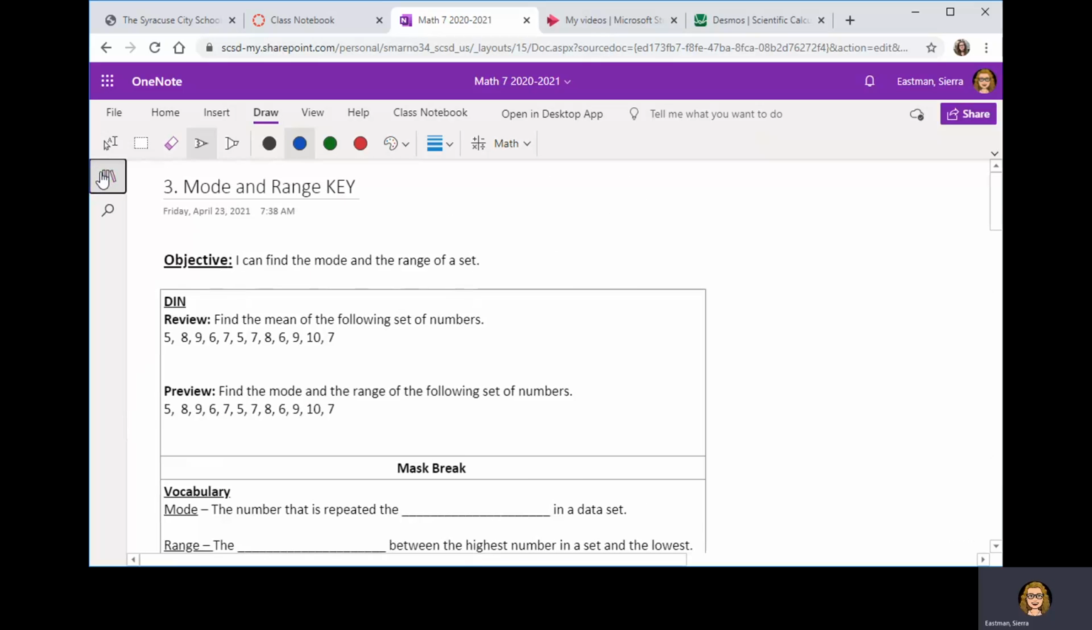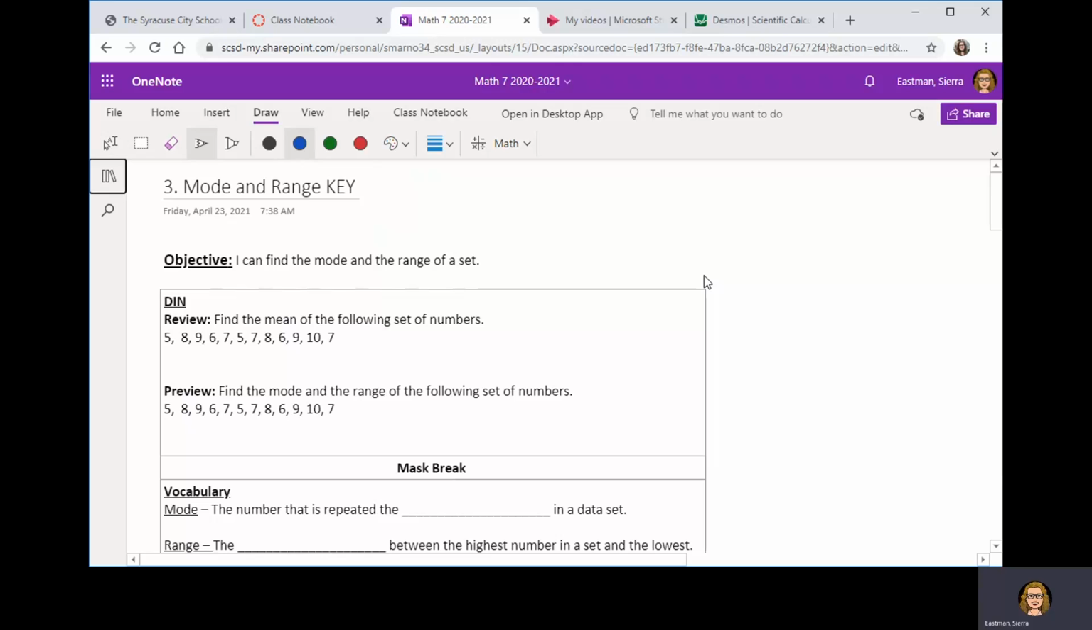So on Tuesday, we learned how to find the median or the middle number. And yesterday, we learned how to find the mean or the average of a number by finding the total divided by the amount of numbers that we had. And today we're going to be finding two more things called the mode and the range that are very, very simple. And we'll learn those steps as our objective for today.